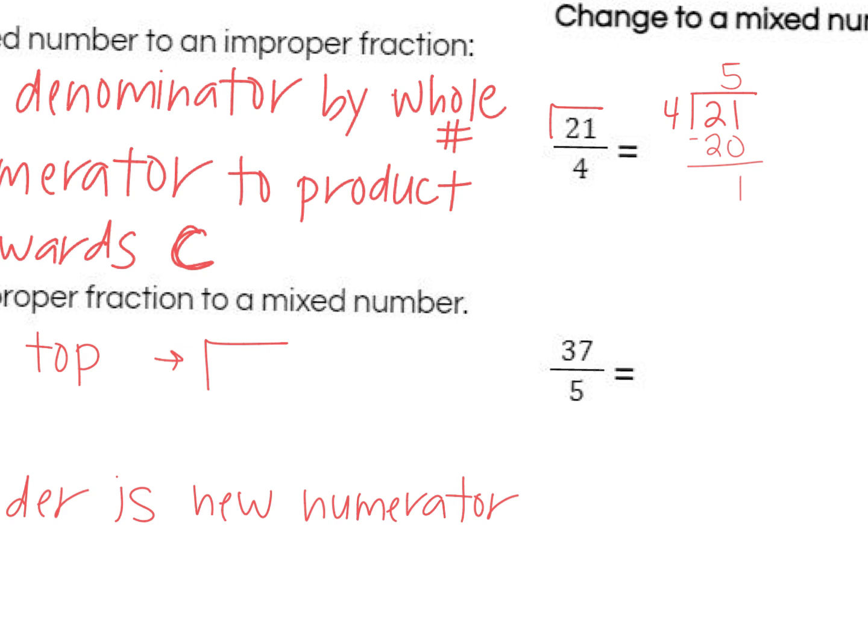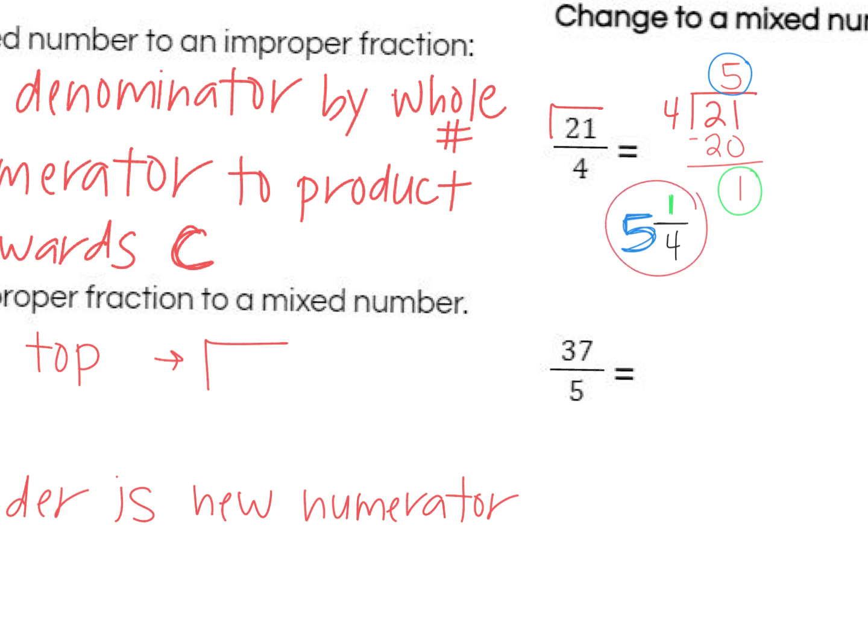So I got to piece all of this together. Okay. My whole number is my answer up here, my whole number. This is going to be my whole number and my mixed number, because 4 goes into 21 5 whole times. My remainder becomes my new numerator. And what do you think the denominator will be? 4. It stays 4. To double check it and make sure I did it right, use the backwards C method. 4 times 5 is 20 plus 1 is 21.